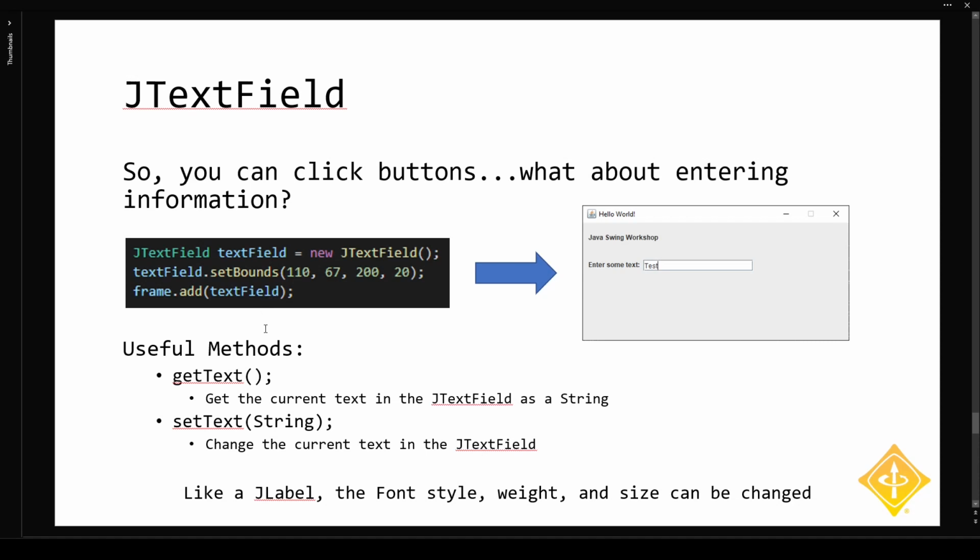And some useful methods associated with JTextField would be getText, which returns a string of any text that's currently written in the field, and setText, which allows you to change the current text in the field. And also, like a JLabel, the font style, weight, and size of the text inside the field can be changed the exact same way by creating a java.awt Font and setting the font.